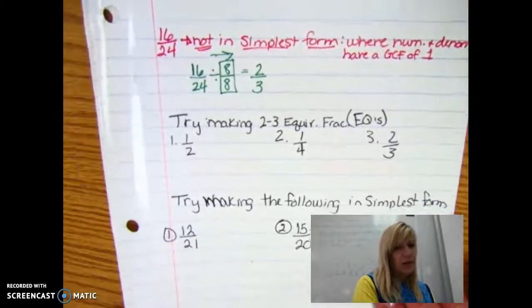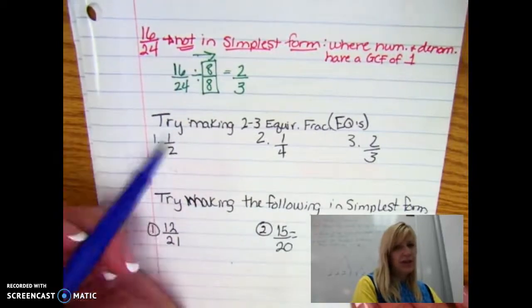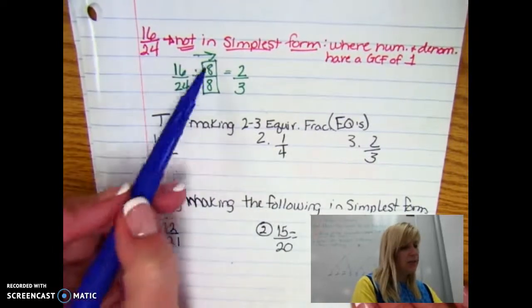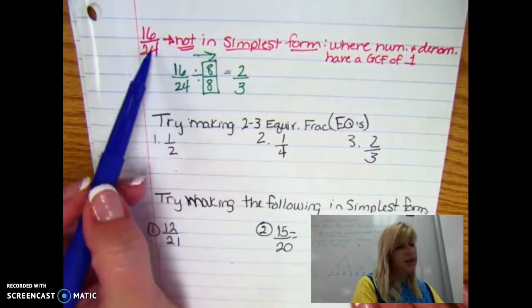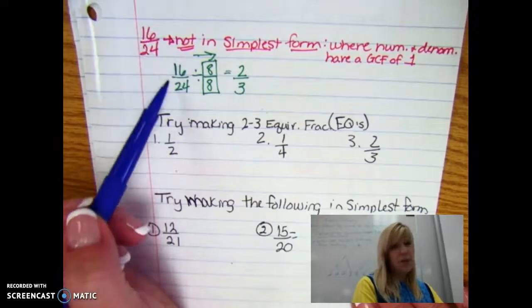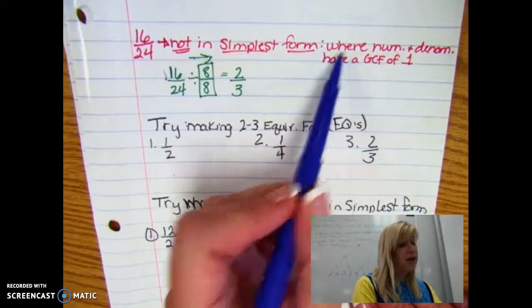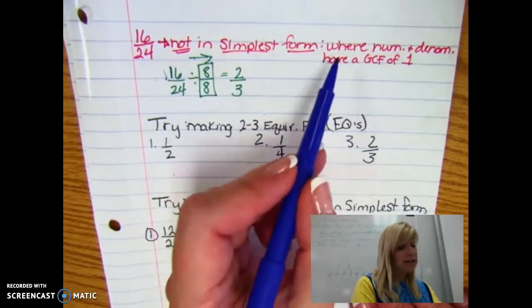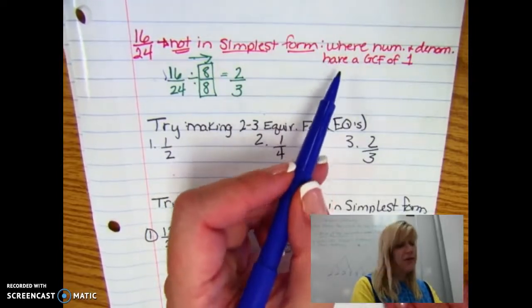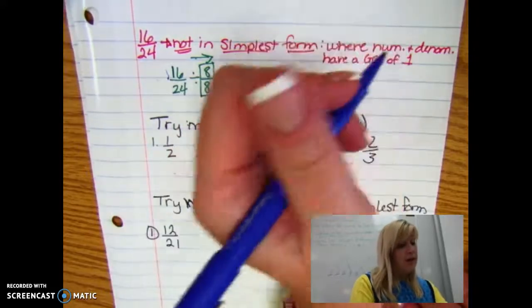But we also are going to need to take fractions that are not in simplest form. If I notice this one, they're both even numbers. I know they can both at least be divided by 2. Simplest form is where the numerator and the denominator have the greatest common factor, which is 1.